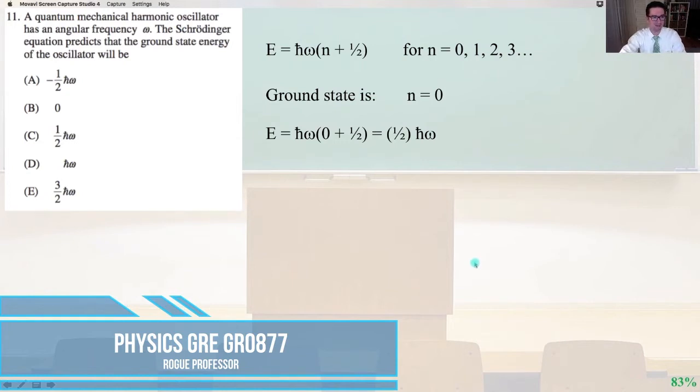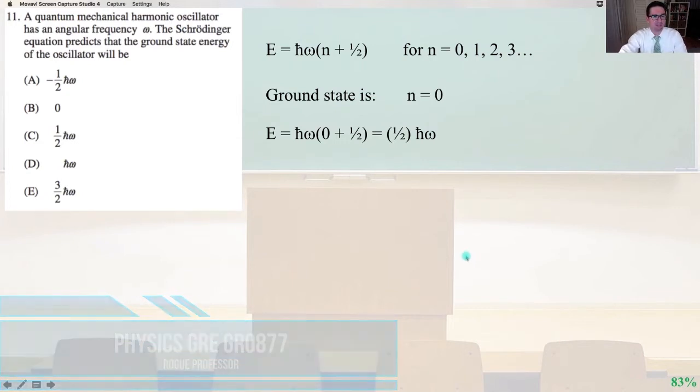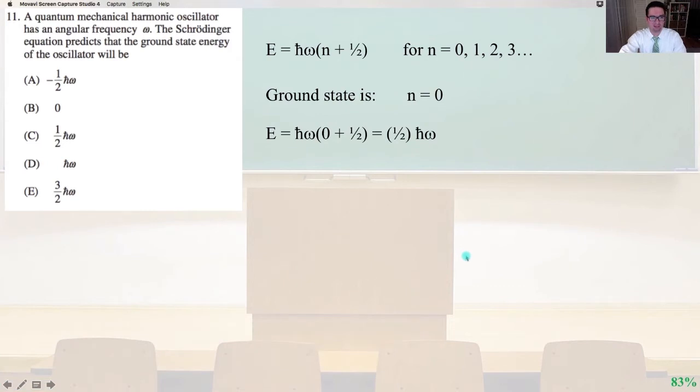Let's continue. So number 11, a quantum mechanical harmonic oscillator has an angular frequency of omega, we're going to call it W. The Schrodinger equation predicts that the ground state energy of the oscillator will be. So the quantum mechanical harmonic oscillator energy equation is E equals h bar W times the quantity n plus 1/2. That 1/2 is very important.